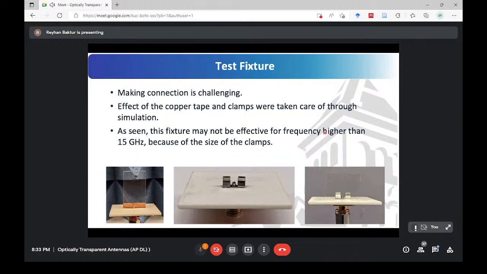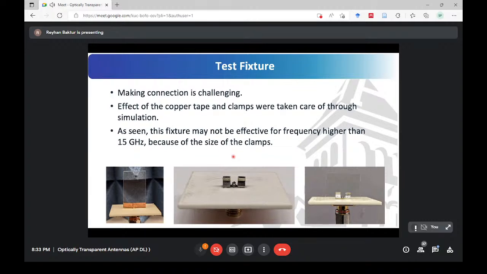And there are some challenges because with these thin films, making connections is kind of hard. So we built some test fixtures to do that. As you can see, these test fixtures are not quite sufficient for higher frequencies, such as 15 gigahertz. Even 10 gigahertz can be challenging, but we were pushing to 10. So if you are going to work on this type of antenna, you may first have to build your tools, build your fixtures, or design the fixtures first. And that's a general research idea anyway.